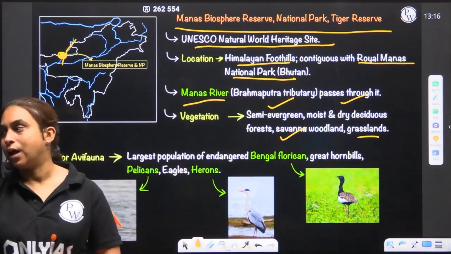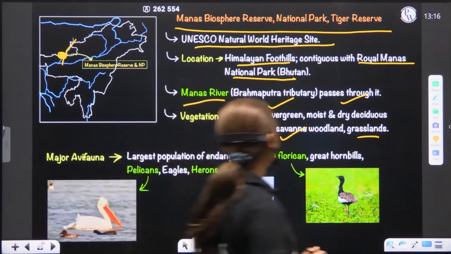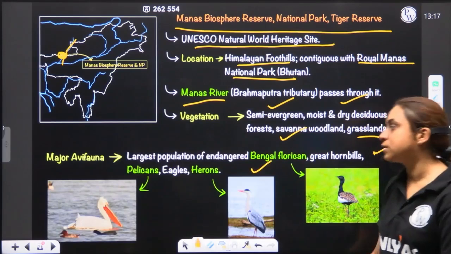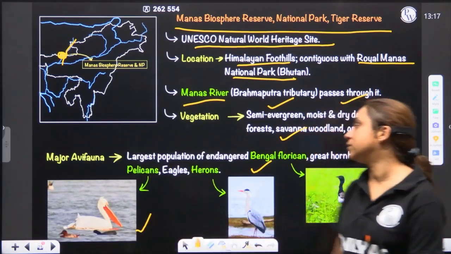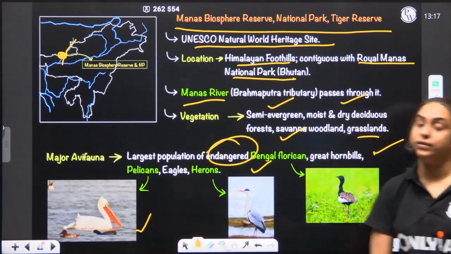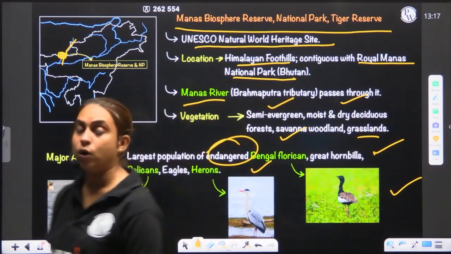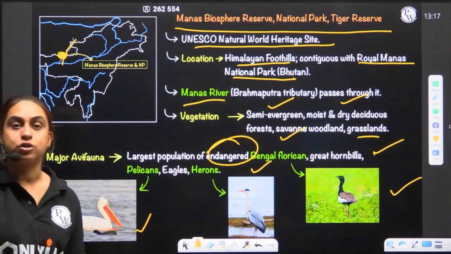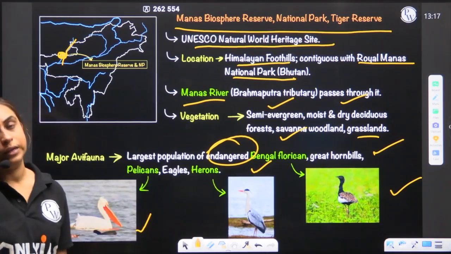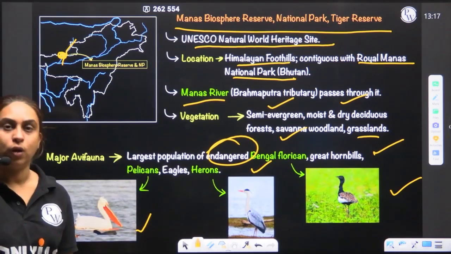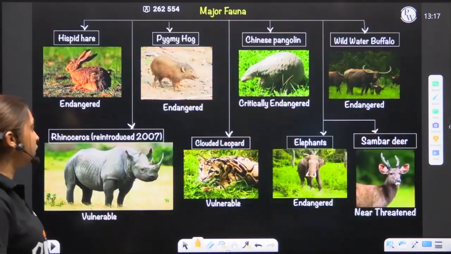The fauna that we have here, again you can see beautiful birds here. You'll see great hornbills, Bengal florican, herons, eagles, pelicans. So a large number of these birds we have. Pelican, heron, hornbills, etc. This is Manas National Park, which is at the border of India and Bhutan, basically in India, but it is contiguous to Royal Manas National Park of Bhutan also.